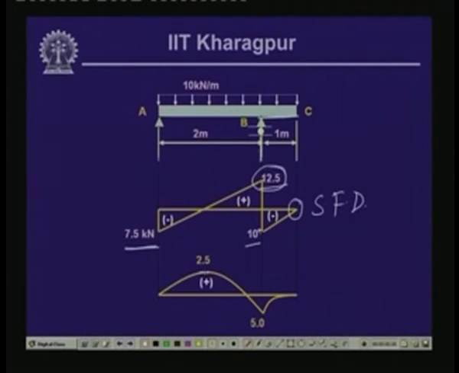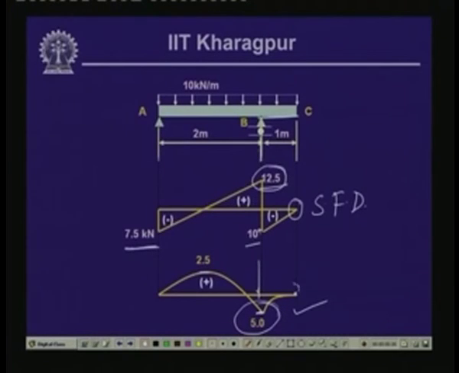The magnitude here is 2.5 kilonewton meter, at this point it is 5 kilonewton meter, and at this point again it is 0. So, this is the support point where we are getting the bending moment as maximum, as I had discussed in the beginning, that you can have maximum bending moment where shear force is 0, or where shear changes sign from negative to positive or positive to negative, and where there could be a reactive force at that particular point also you can have a maximum bending moment, provided you have a support reaction at that particular point.